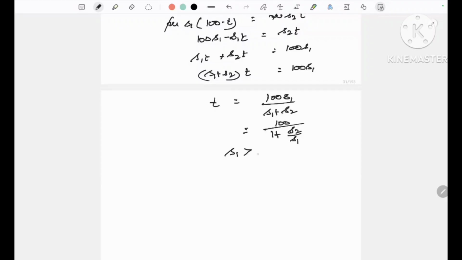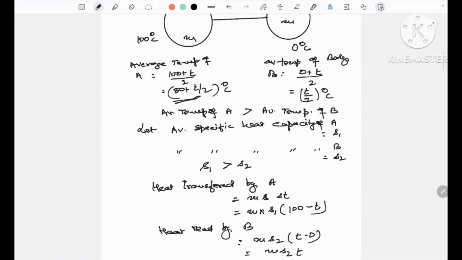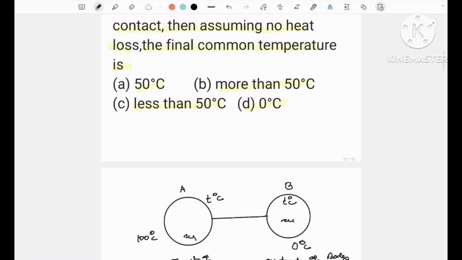S1 is greater than S2, hence 1 plus S2 by S1 is less than 2. Hence T is greater than 50 degree centigrade. T will be more than 50 degree centigrade. This B is the correct option.